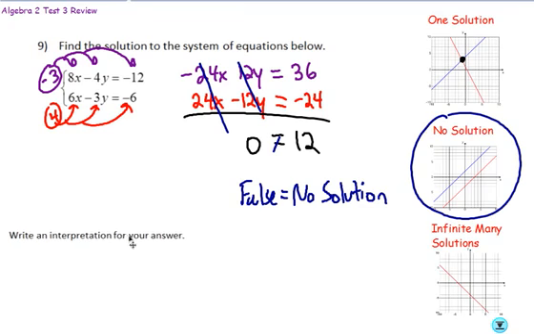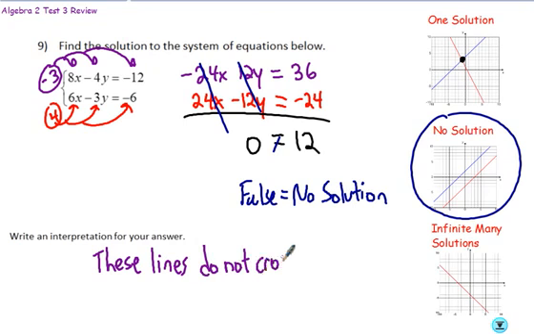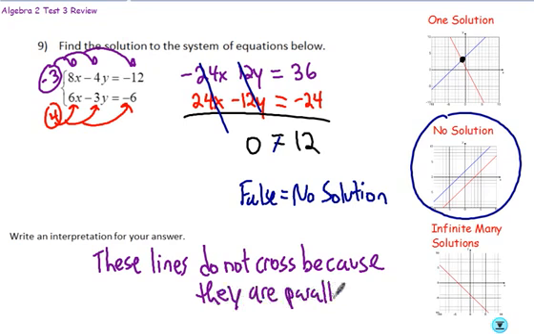Write an interpretation for your answer. It's pretty much what I just said, which is that if we were to graph these two lines, we would say that they're parallel. So these two lines do not cross or do not intersect, because they are parallel.